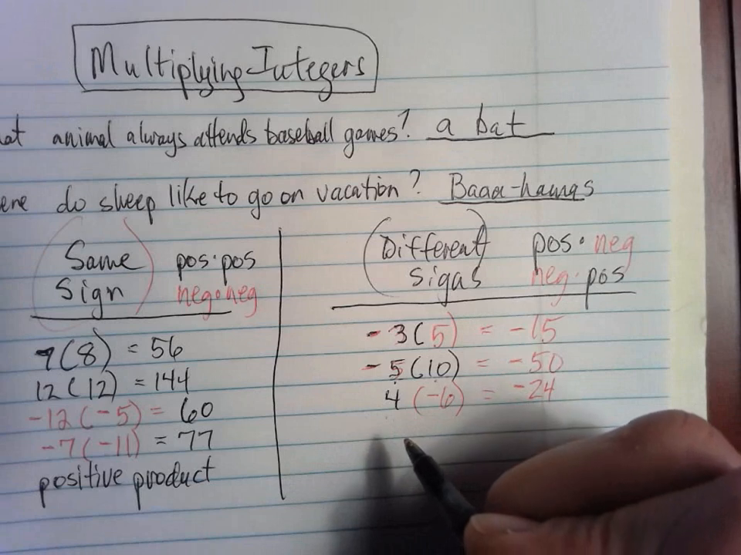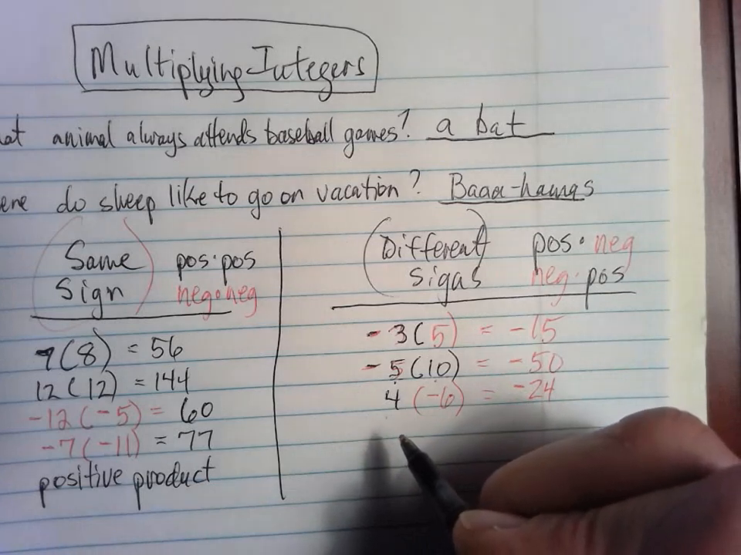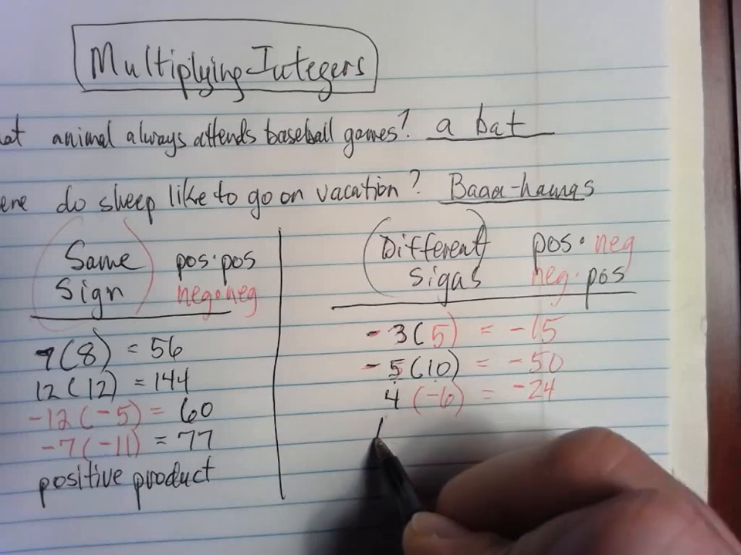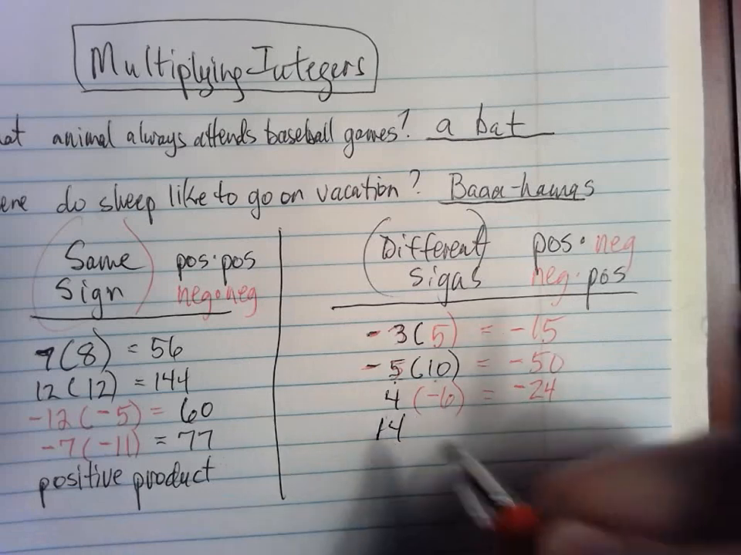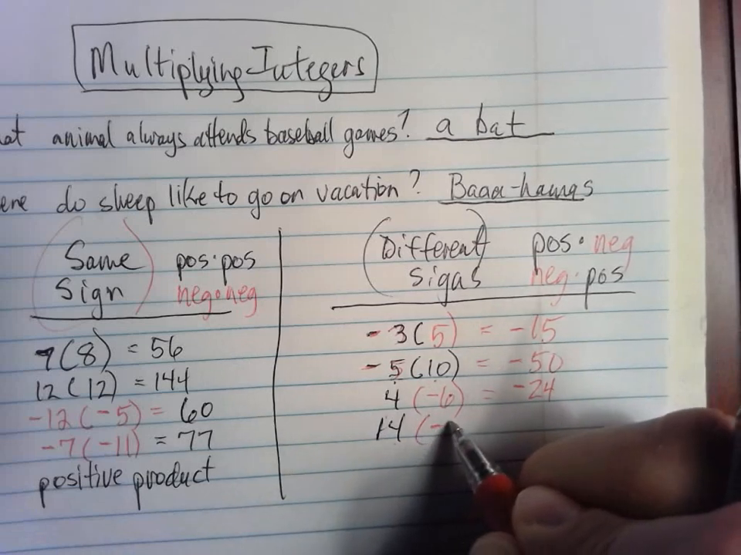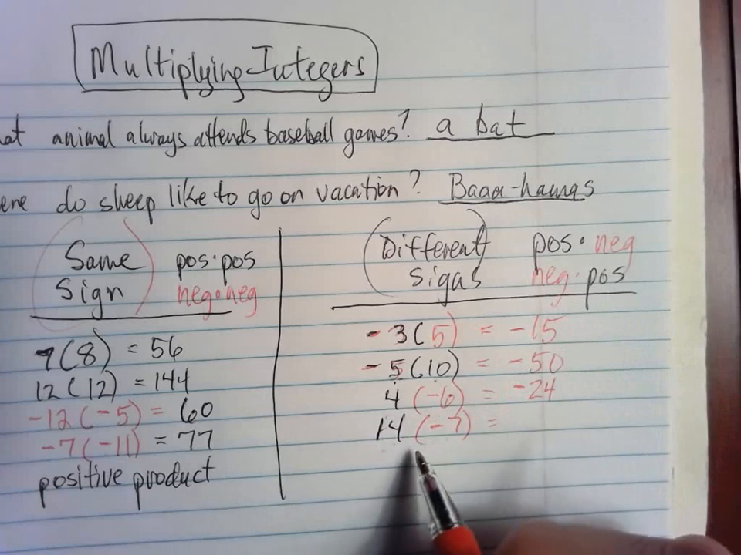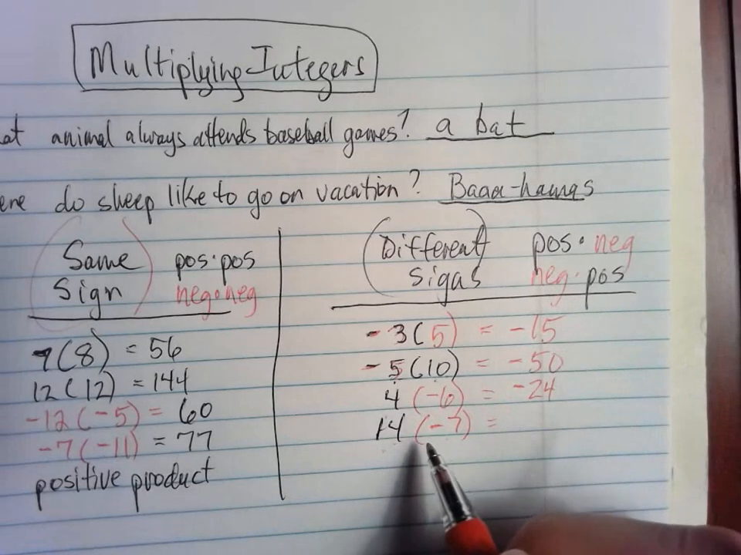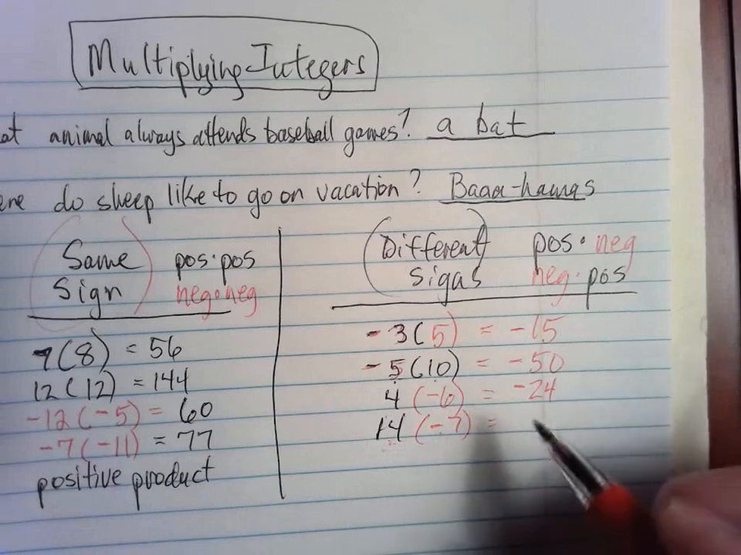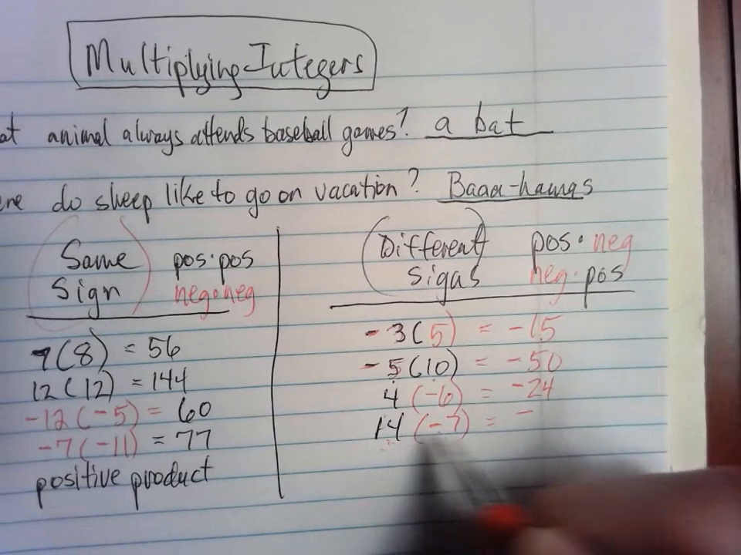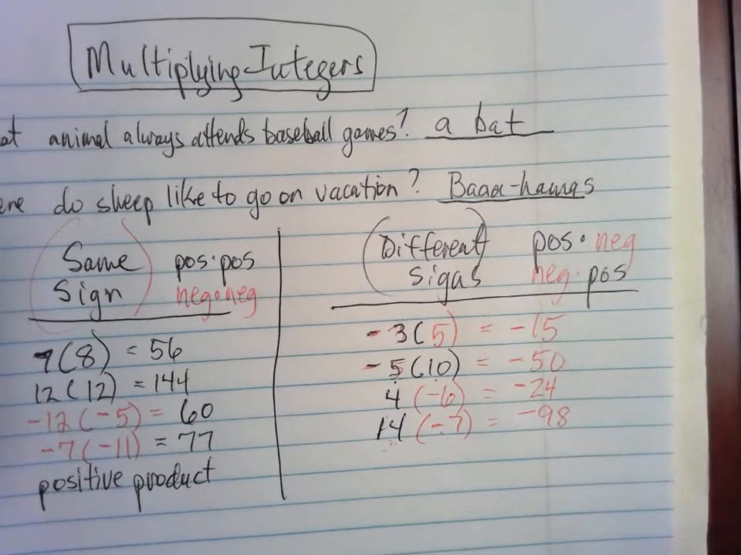And let's do one that's a little bit bigger. Look on your work and see what kind of numbers we got. Looks like the highest number is like 14. So let's say we've got 14 times negative 7. Okay, so we've got a positive times a negative. Got different signs. All right, so I know it's going to be a negative. And 7 times 14 is 98.